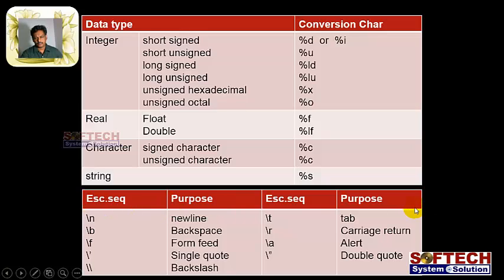Escape sequences. So \n for new line, \b backspace, \f form feed, \' to represent the single quote, \\ to represent the backslash, \t for tab, \r to represent carriage return, \a alert, \" to represent the double quote. Both conversion characters and escape sequences are used in printf, but only conversion characters are used in scanf.